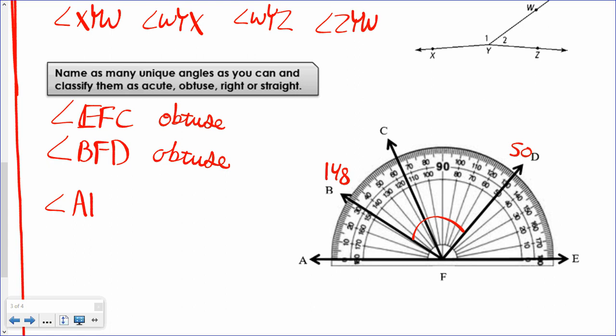What was it again? AFB? Alright, everybody find AFB. What kind of angle is that? Acute. It's approximately 32 degrees. Alright, so that's another angle that we could look at. CF, which one? D. Okay, CFD.